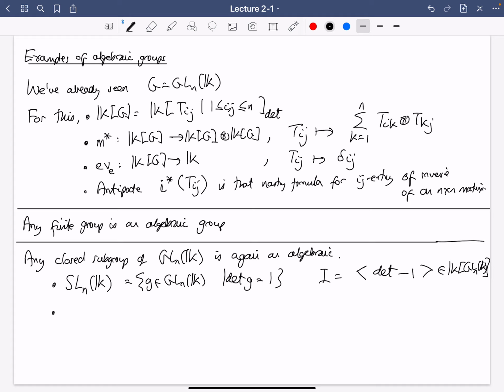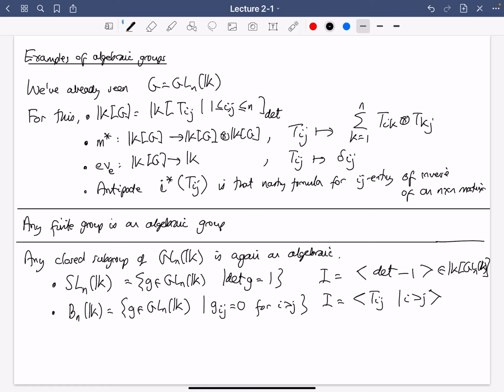What else can I think of? What about the group I call BN of K? So this is the group of all elements of GLN of K such that the ij entry of G is 0 for i bigger than j. So the ideal defining that, that's the tij's for i bigger than j. They generate the radical ideal that's the ideal for that closed subgroup BN of K of GLN of K. So of course this is upper triangular invertible matrices.